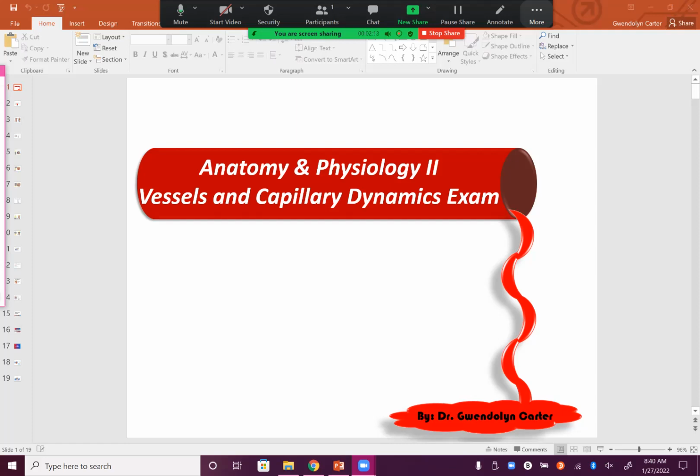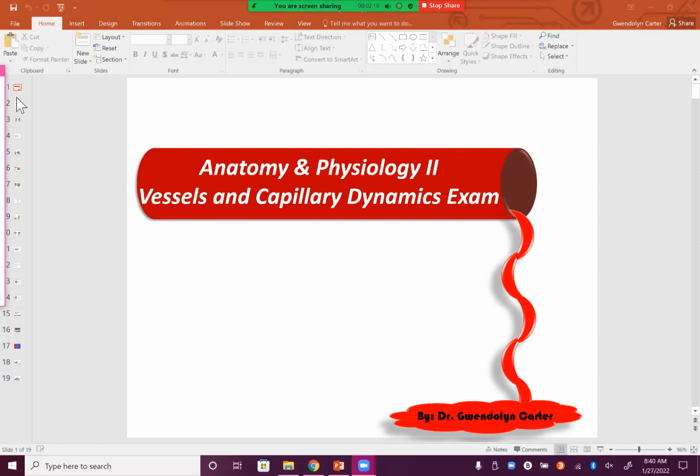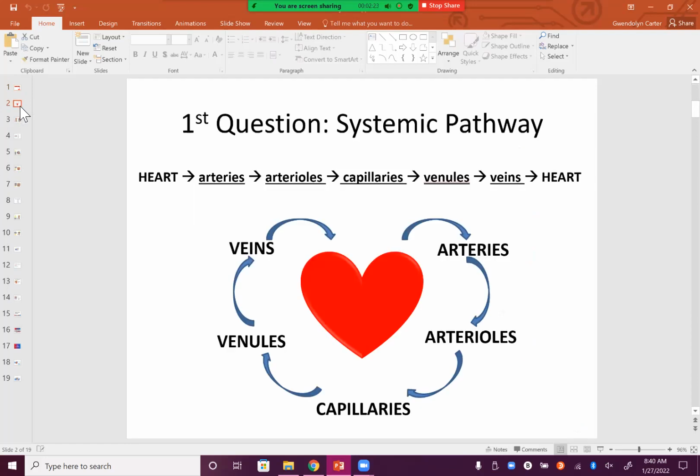So let's go through this PowerPoint. So there's the first page. Your first question is going to go through the pattern of what our blood vessels are named as they go through the systemic pathway. So leaving the heart, going through our tissues, and then returning to the heart.